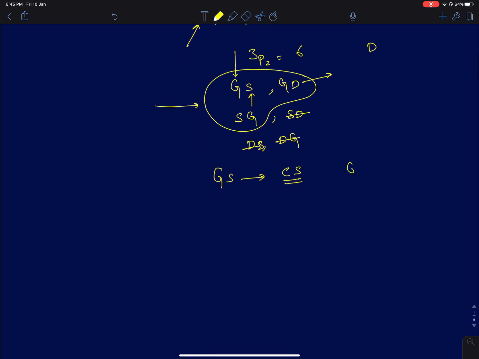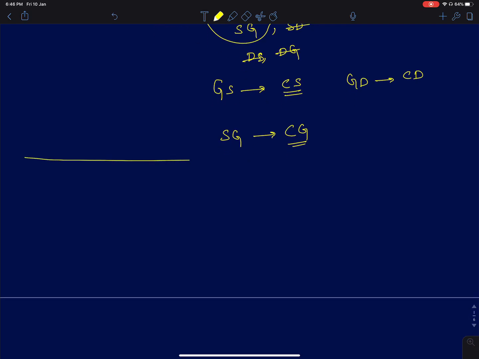Similarly, gate-drain. You are applying input at the gate, and drain is common. When I say common, that's where there are no AC signal variations on that node. You're going to fix the drain potential. This is the common drain configuration. And the third one, source-gate. You apply input at the source, and you're not going to apply any AC variations on the gate terminal. That will be referred to as the common gate configuration.